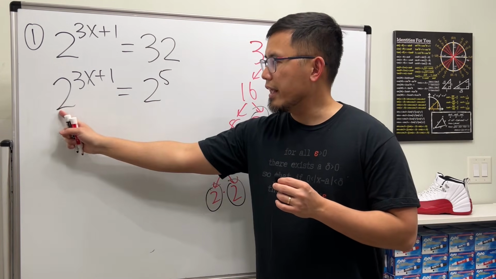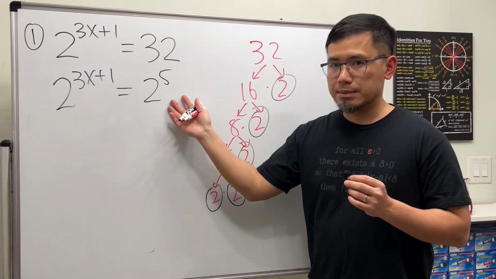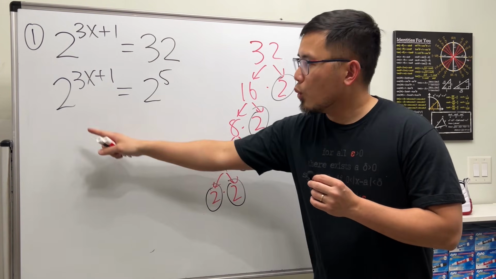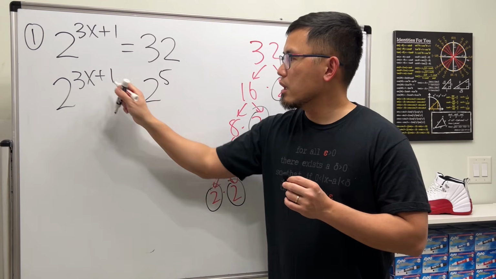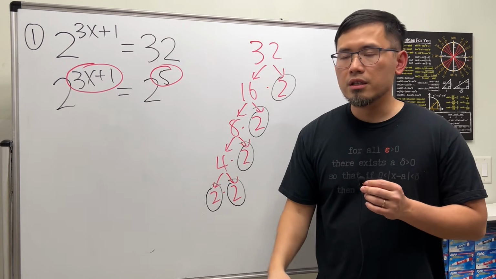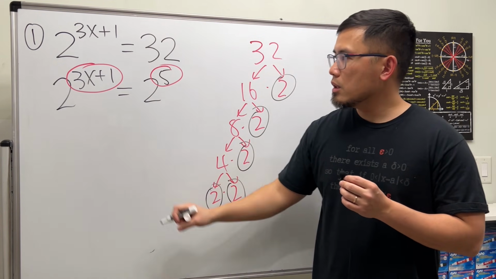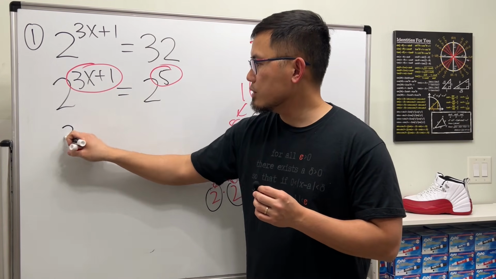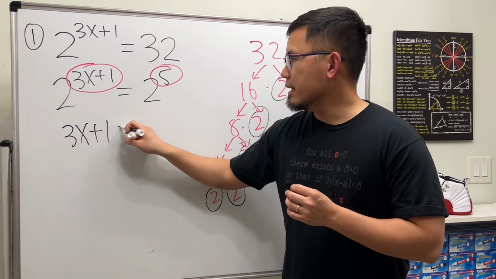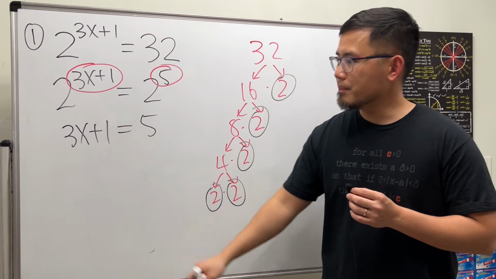Now, as we can see, they do have the same base now, and here's the property when we have exponential equations. Whenever the bases are equal, then the exponents must equal each other. This is the one-to-one property for exponential functions. So we just have to make sure that 3x plus 1 is equal to 5. And now we can just solve this regularly.